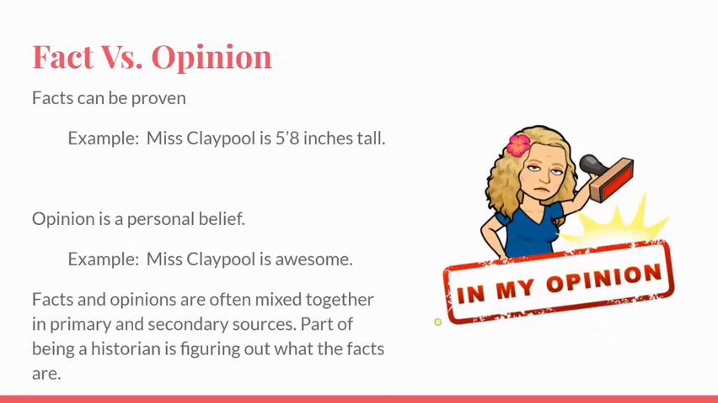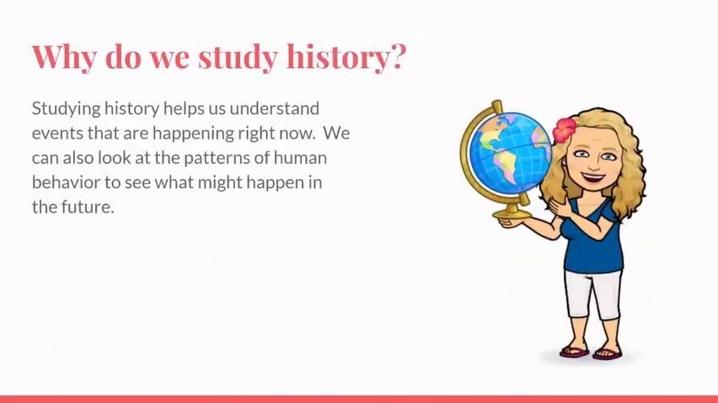Okay? And you'll see there are examples in history where you'll see two different people's perspectives and they're opposite of what happened. So that is just part of being a historian, is analyzing or really looking closely to see what is truth, what is fact, and what is just someone's opinion.